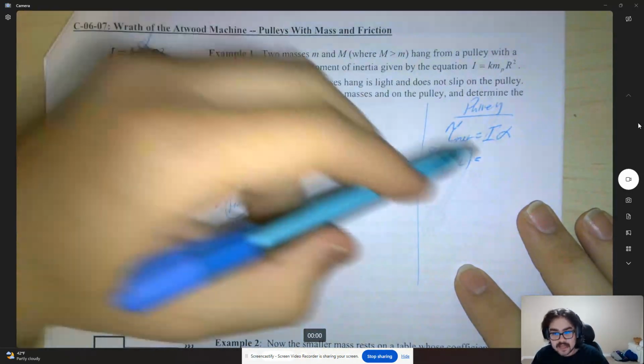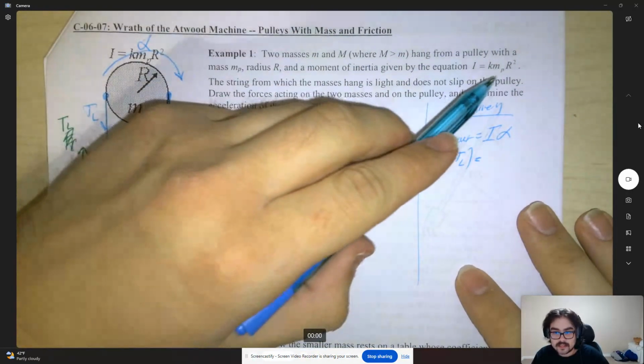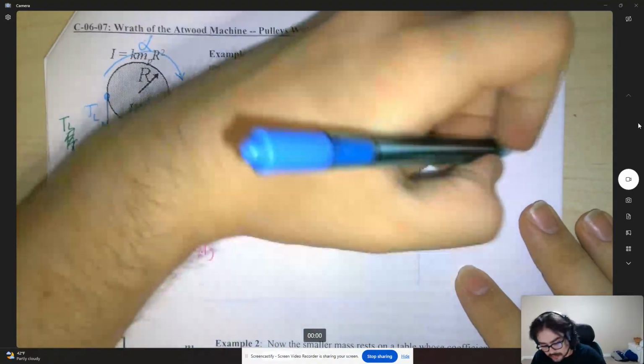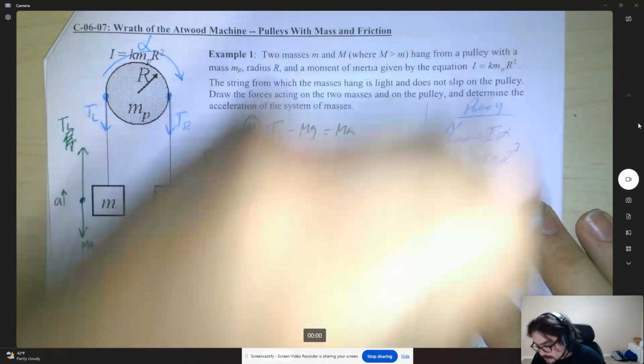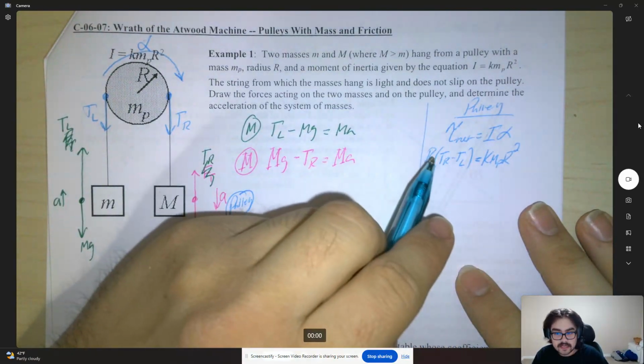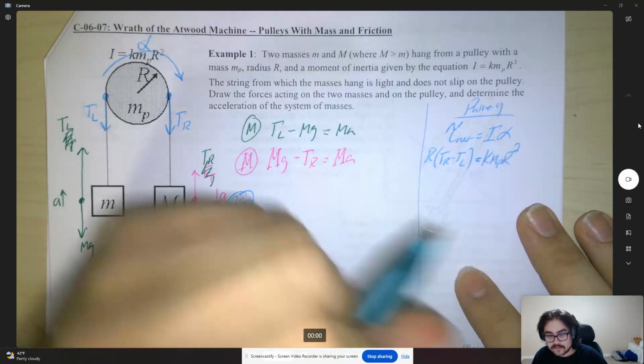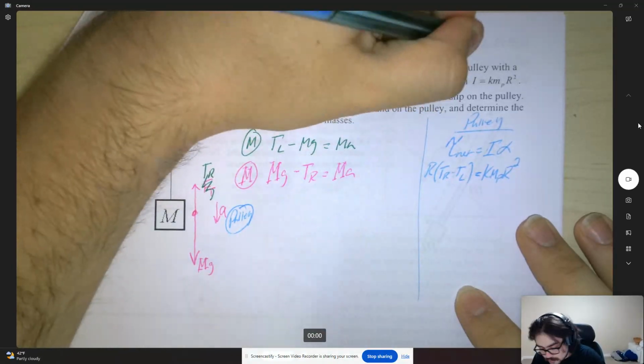And I'm going to set that equal to I, which is k m r squared. It actually tells me what the moment of inertia is right here: k m sub p r squared, times the acceleration. Now, I'm actually going to use the fact that alpha is equal to a over r.